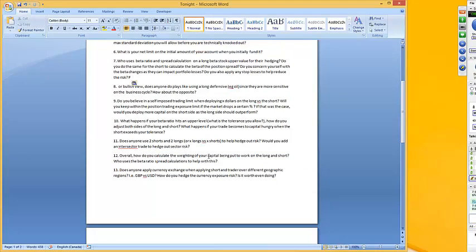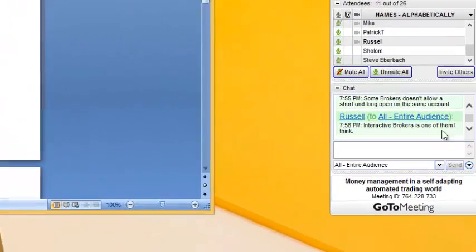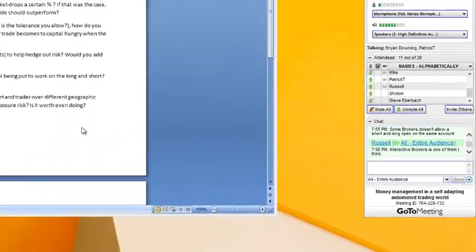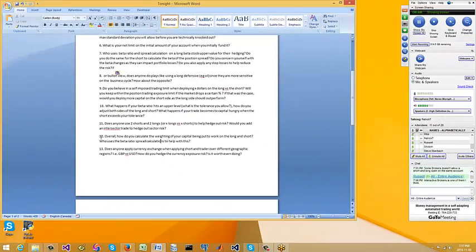Okay, overall, how do you calculate the weighting of your capital being put to work on the long and short? And he uses, again, beta ratio spread calculations to help with this. So how do you guys weight the capital on your long and short? Anybody got an answer for that? That's too complicated to explain. I'm going to put a video out on that. But go on. Anybody at all? No, I'm not. I can be ready for next time with explanations and calculations.